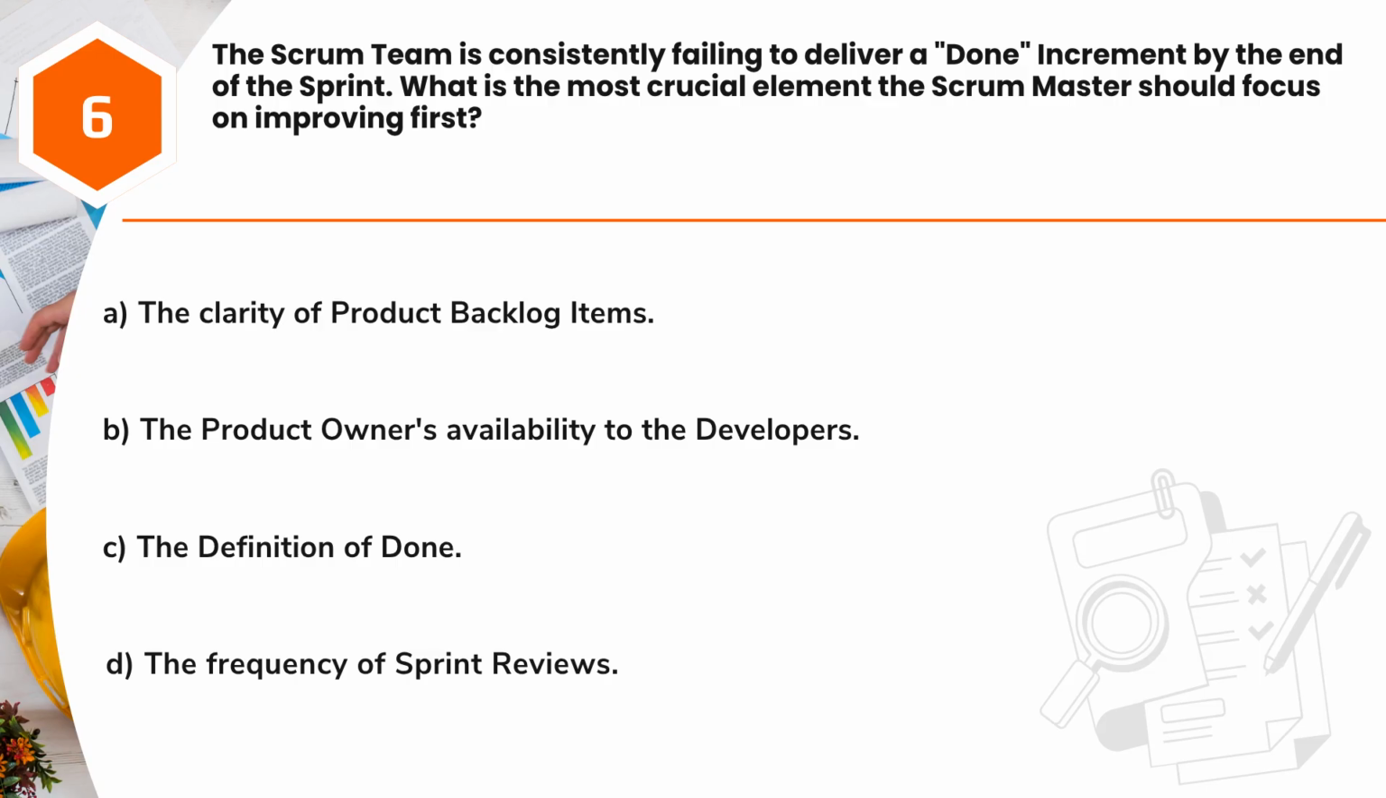Question 6. The Scrum team is consistently failing to deliver a done increment by the end of the sprint. What is the most crucial element the Scrum Master should focus on improving first? A. The clarity of product backlog items. B. The product owner's availability to the developers. C. The definition of done. D. The frequency of sprint reviews.